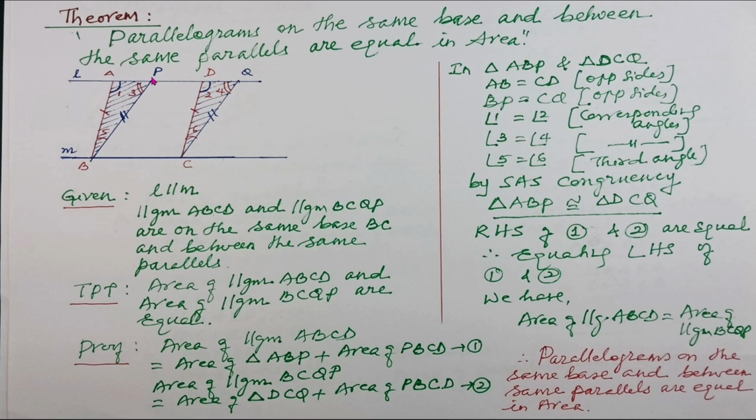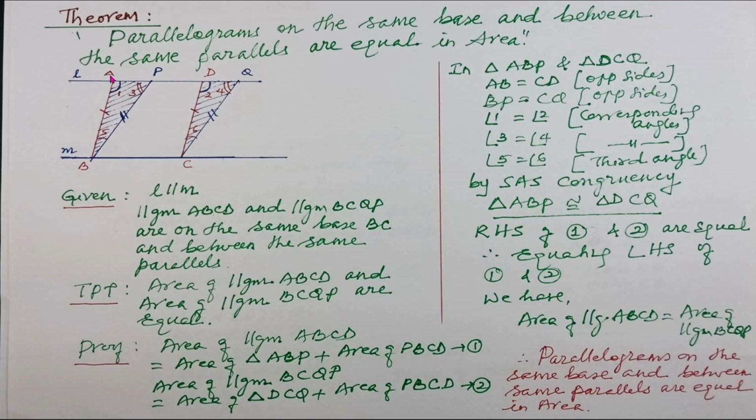Now the area of parallelogram PBCQ is equal to area of the, again, triangle DCQ plus the area of the trapezium PBCD again. So let us call this as 2. Now if you check these two triangles, they are congruent.